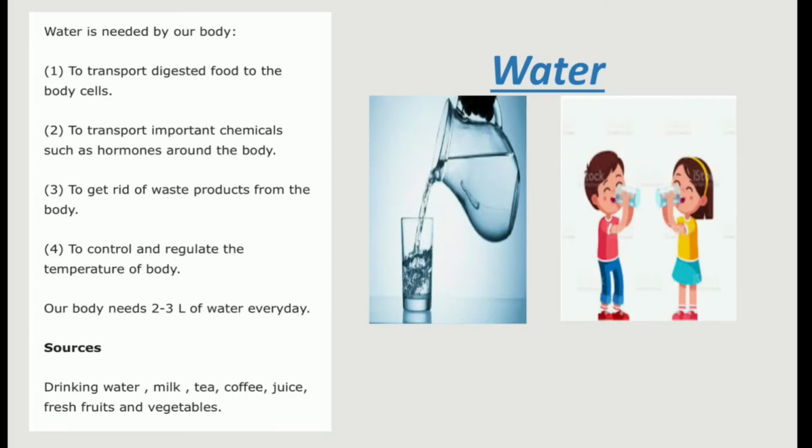It controls and regulates the temperature. It keeps our body temperature maintained, and we require 2 to 3 liters of water every day to keep our body healthy. The sources of water are drinking water, milk, tea, coffee, juices, fresh fruits and vegetables. If you are taking such kinds of food, it means you are taking a good intake of water.